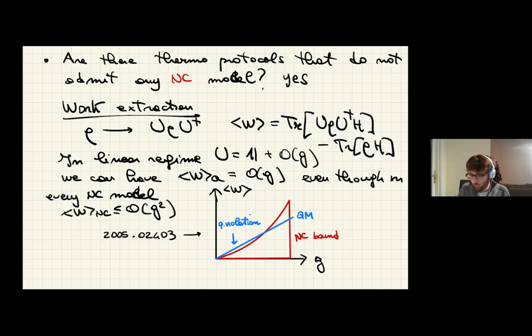Meaning that if I were to plot how the amount of work I'm getting scales with this parameter, I would see that quantum mechanically it can scale linearly, and in a non-contextual model it needs to scale quadratically. So for G small enough, I would see a violation. So the amount of work you're getting out quantum mechanically is too large to be explained by this stochastic process.